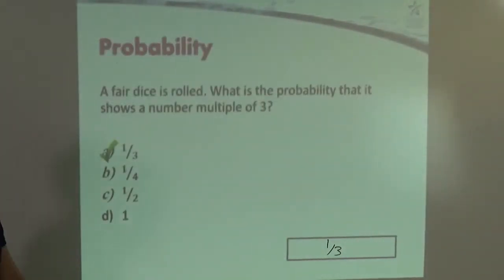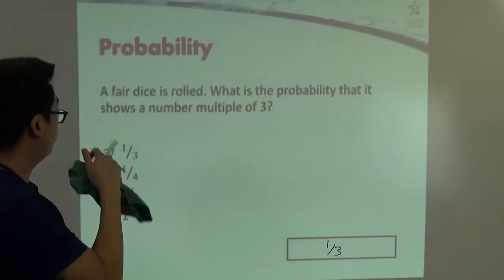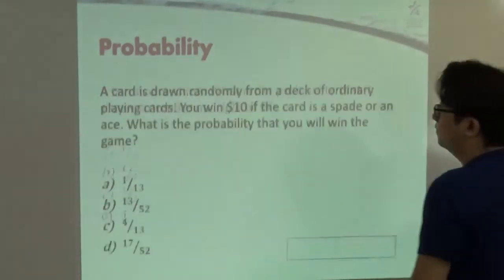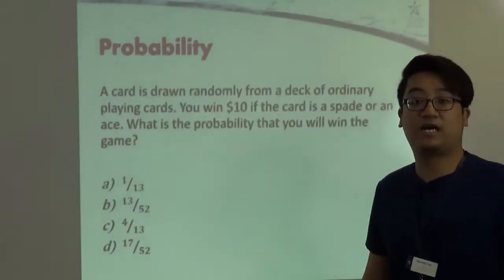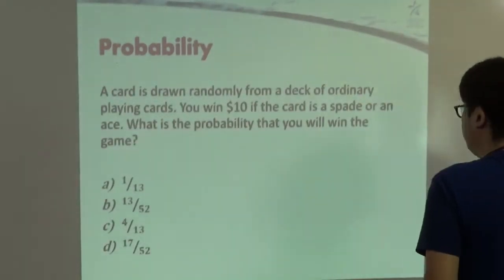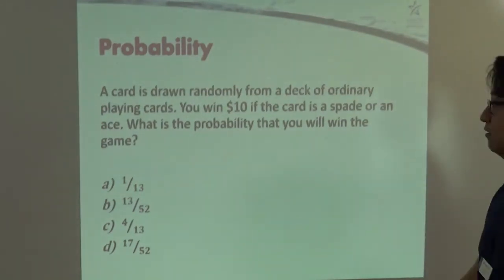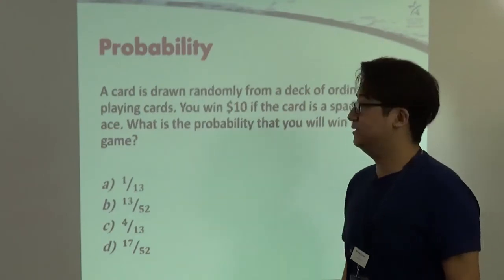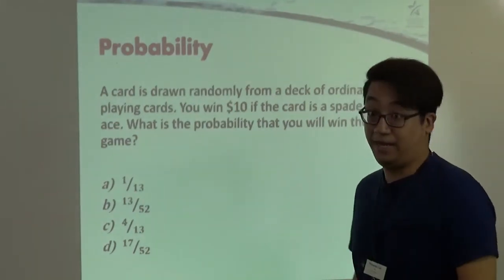So 1 over 3. Okay. Let's do another. Now, this time we're talking about cards. A card is drawn randomly from a deck of ordinary playing cards. You win $10 if the card is a spade or an ace. What is the probability that you will win the game?